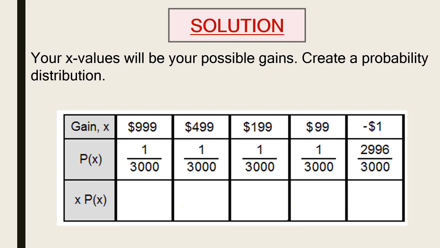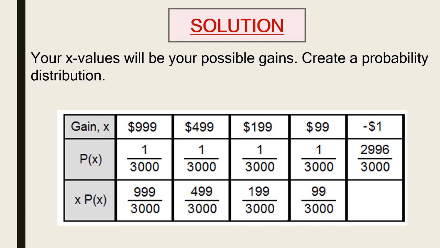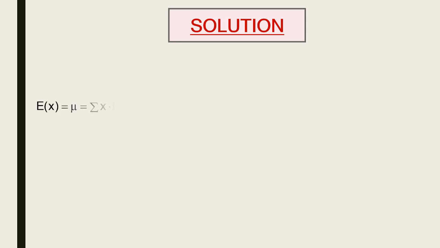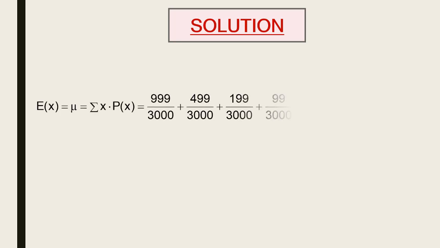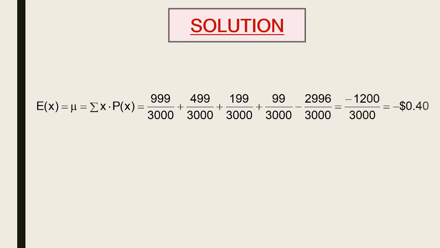Now we multiply each x times its probability. For the first one, we get 999 over 3,000, then 499 over 3,000, 199 over 3,000, 99 over 3,000, and negative 2996 over 3,000. To find the expected value, we find the mean. To find the mean, we're going to add all of those values together. So we get the 999 over 3,000 plus 499 over 3,000 plus 199 over 3,000 plus 99 over 3,000 minus the 2996 over 3,000 because that was a negative.